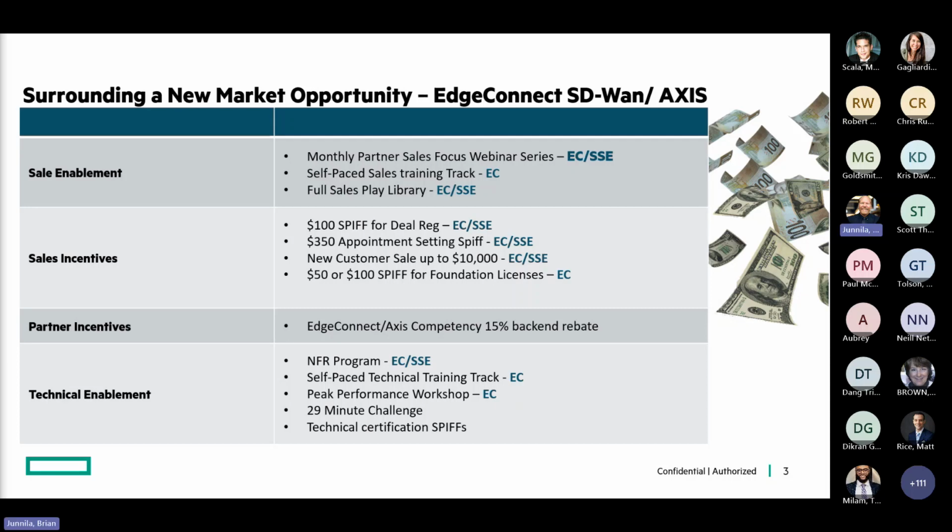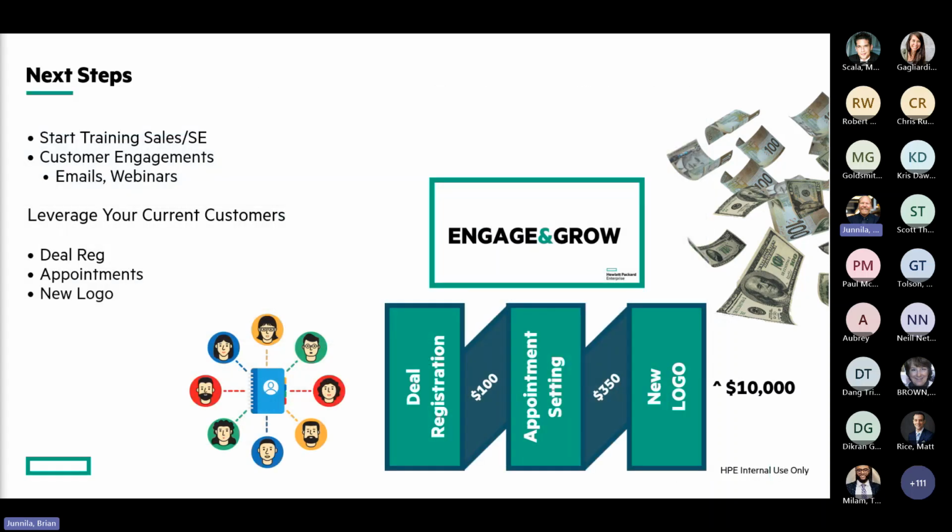My next slide will go into it a little bit more, but depending on where you are in the registration, if you're a gold or platinum, there's back-end rebates now for all Edge Connect and SSE products, as you can see on this. And I'll talk a little bit more about some of these in my next slide and during the demo. For me, I would say that everyone needs to start getting that sales training, depending on where you are. There's a few $100 of Engage and Grow that you can make.